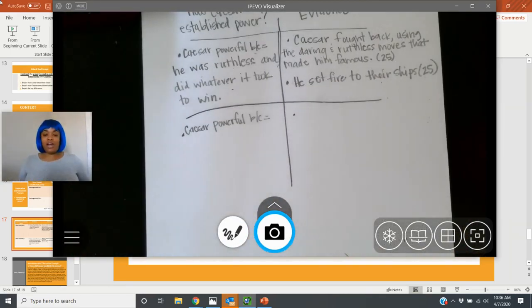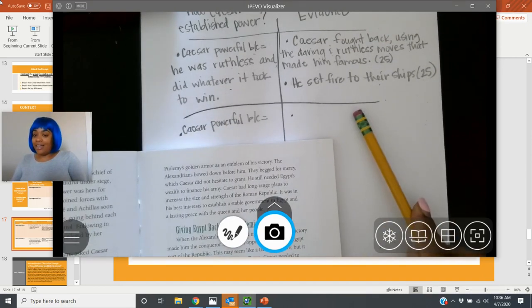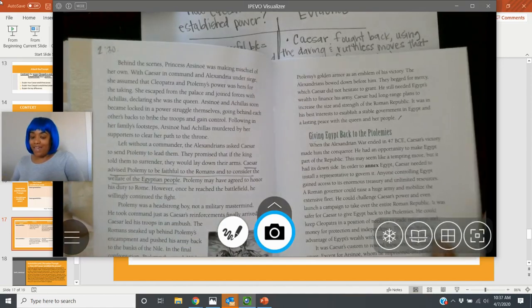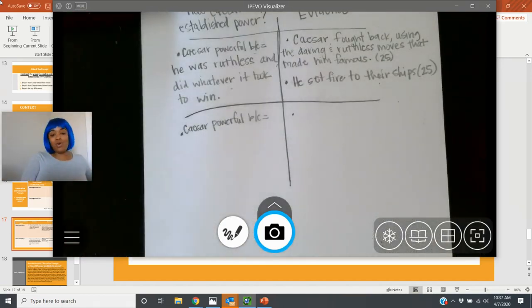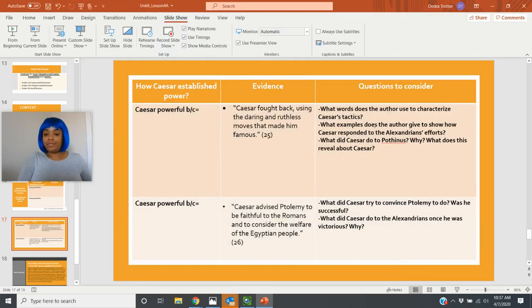Go to your T-chart. Under evidence, we're going to write my first piece of evidence here. I am going to put it on the screen so you guys can see. Caesar advised Ptolemy to be faithful to the Romans and consider the welfare of the Egyptian people. I'm giving us 1 minute to get this piece of evidence written down on our notes. Let's go.